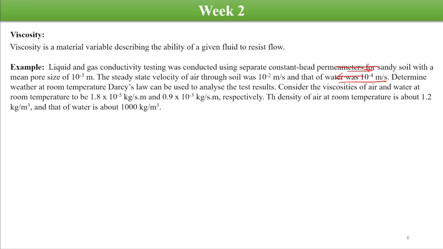Okay, so there are other things which are given: the viscosity of the air and water at room temperature to be 1.8 into 10 to the power minus 5 kilogram per meter per second, and 0.9 into 10 to the power minus 3, respectively. Then the density of the air at room temperature is about 1.2 kilogram per meter cube, and that of water is about 1000 kilogram per meter cube.